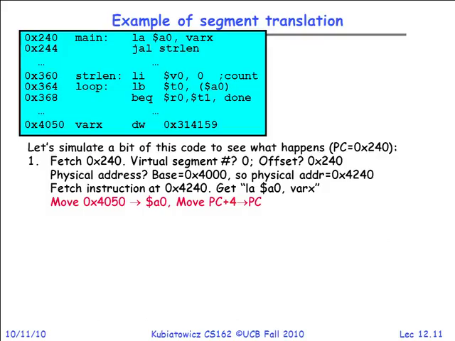Yes, question. Why is the address for var x virtual as well? Yeah, everything the processor knows about is virtual. Notice var x has a virtual address of 4050, just like main had a virtual address of 240. All we're doing here is loading a constant into A0, and it turns out that constant happens to be an address, 4050, but we're just loading the address 4050 into A0. We're not doing anything with the address yet, so we don't have to go to DRAM.